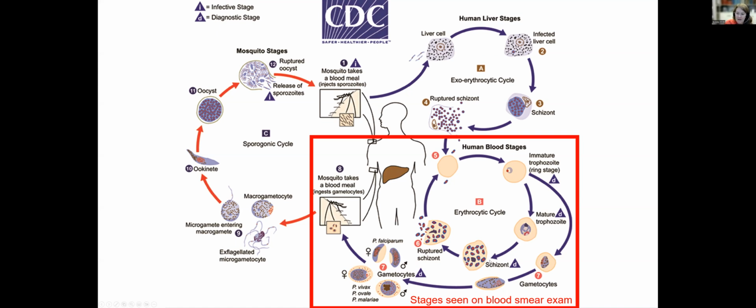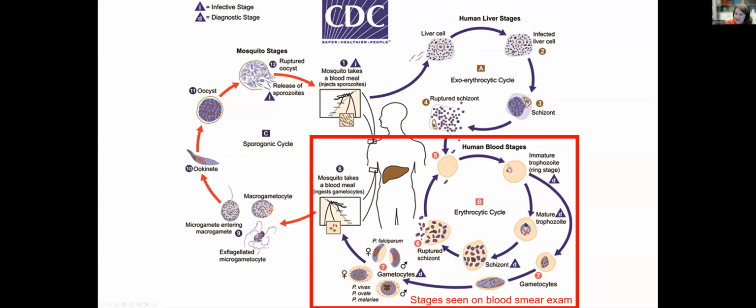And this is now a mature schizont with all of these little forms inside of them. They are all merozoites. When they rupture the red blood cell, the merozoites will go on and infect the next red blood cell. And the different species have different numbers of merozoites, so that can be a helpful diagnostic feature.